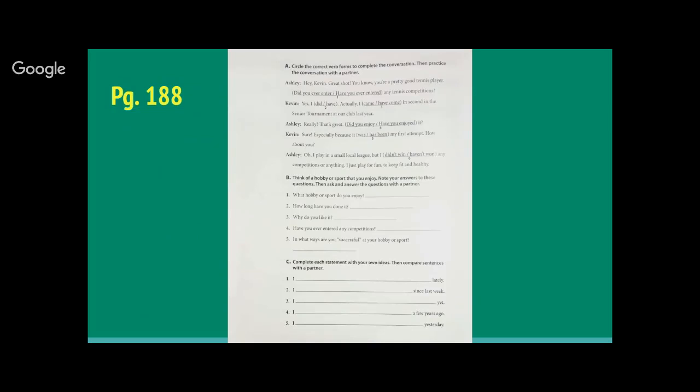All right, class. So let's go ahead and check. I'm going to read, and as I read, I'm going to give you the answers. So Ashley starts. Hey, Kevin, great shot. You know you're a pretty good tennis player. Have you ever entered any competitions? So this one would be present perfect because competitions is more than one, right?